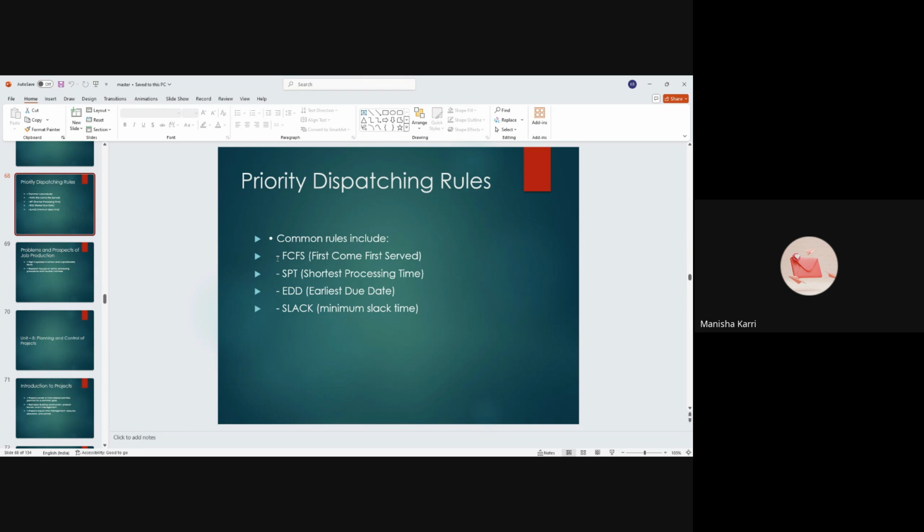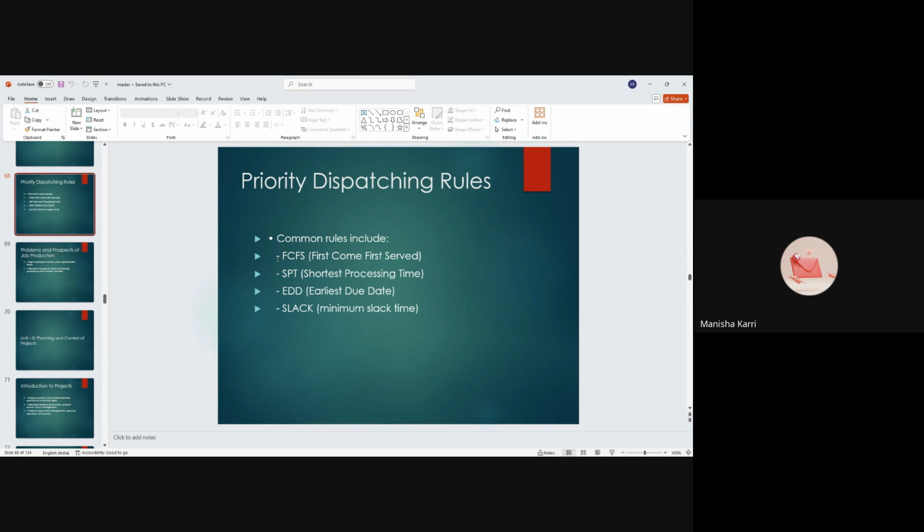Here are some common rules, which include FCFS, meaning first come first served. Mainly here jobs are processed in the order they arrive without considering any other factors. It is very simple and fair, as jobs are handled in the order they were received, but it may not be the most efficient in terms of time, especially if a long job arrives before shorter ones.